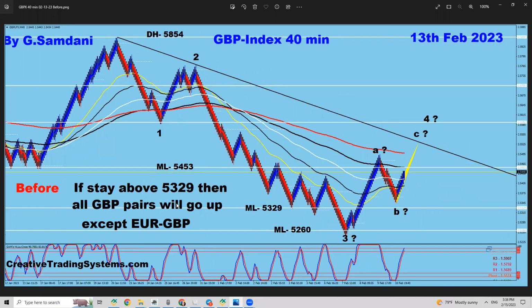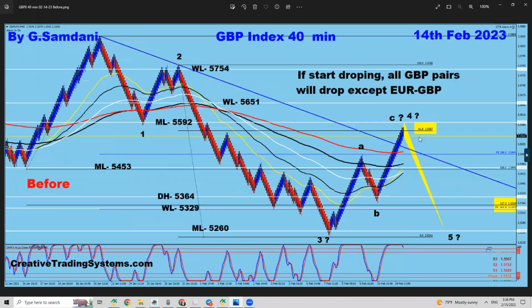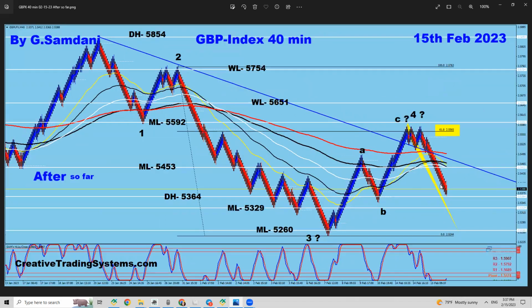I wrote down every time what will happen. Now the pairs will go up because the index is going up, and they did. Then on the 14th yesterday, I said if this thing starts dropping from 61% and my end of wave 4, then all pound pairs will be dropping. This is what happened as of now. It dropped nice and clean, and I wrote down here that all pound pairs are going to drop.